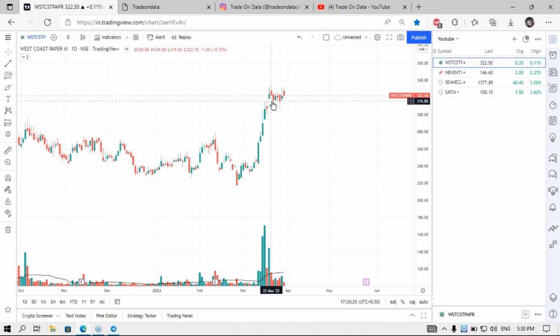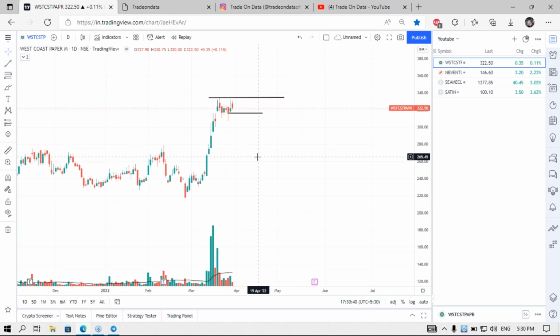We have a buy above 325 in West Coast Paper Mills. This is our buy entry in WSTCS and the stop loss is going to be 315, and easily expected at least 2%, 3%, 4%, 5% return.